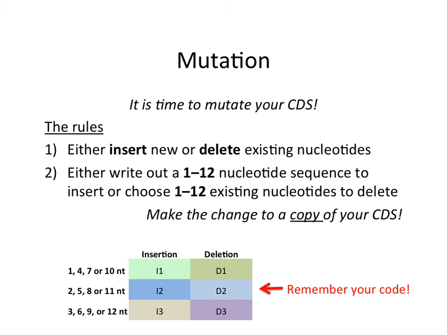So choose to do one of two things. Either insert some nucleotides into that CDS or delete some. One or the other. You pick. And then if you're inserting, insert some nucleotide sequence you make up, 1 to 12 nucleotides in length. Doesn't matter. 1, 2, 3, 4, whatever. You pick. Write out that many random nucleotides or non-random nucleotides if you want, and stick that into the CDS somewhere. You decide where. If you want to delete some nucleotides, do exactly the same thing. Pick 1 to 12 existing nucleotides in the CDS, cut them out.